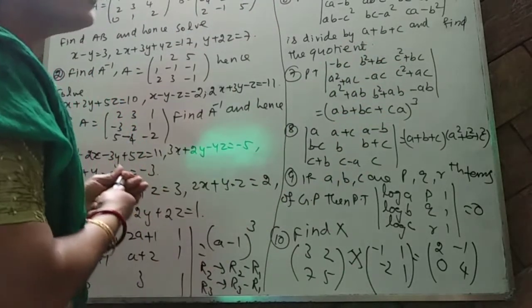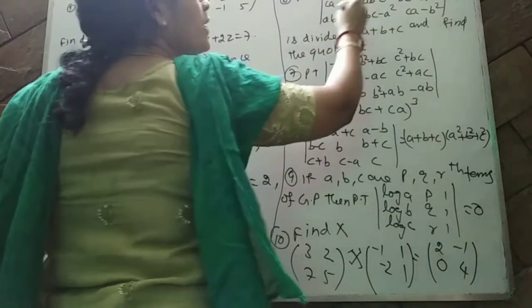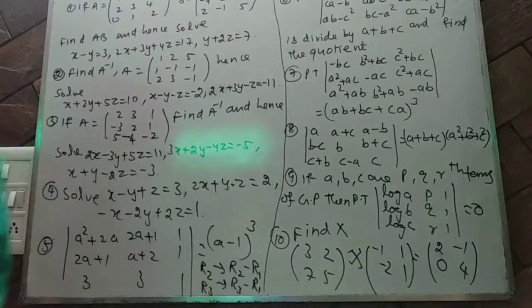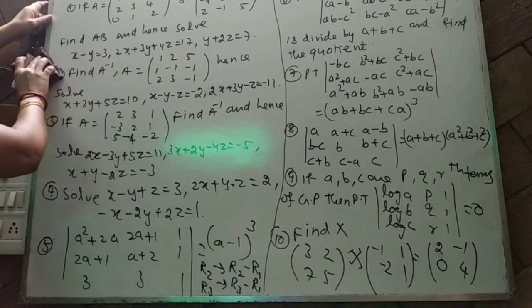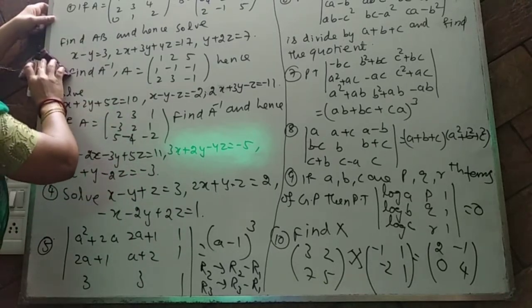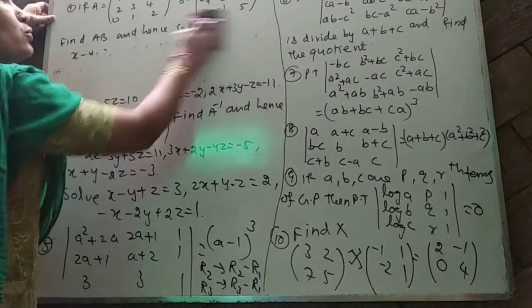For this, you have to do one thing. You have to check either row wise or column wise. Beta, here, shall I erase this side? Shall I erase this side? Say yes or no. Shall I erase, beta? Yes, ma'am. Yes.